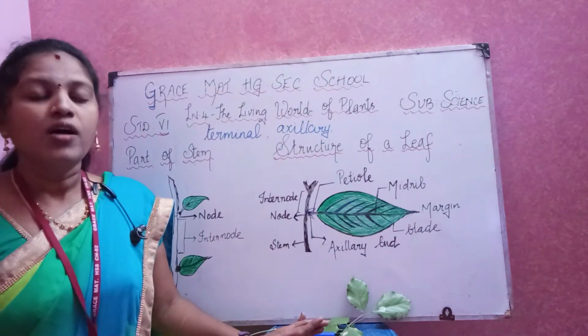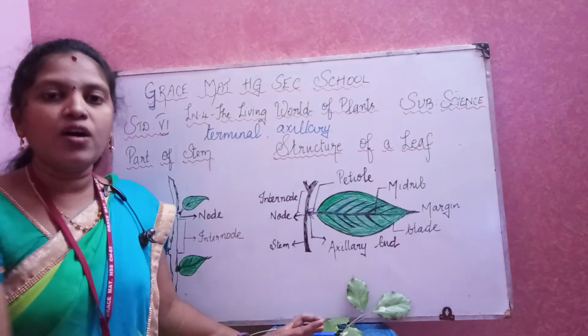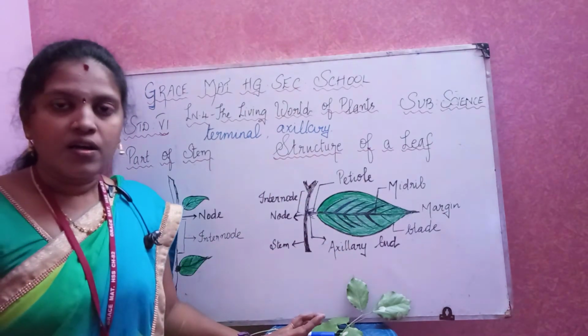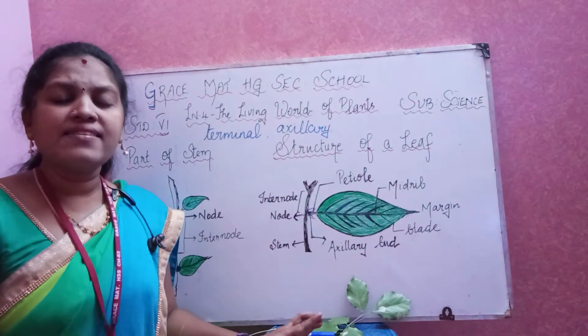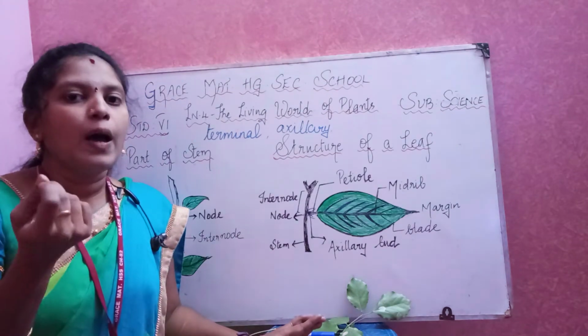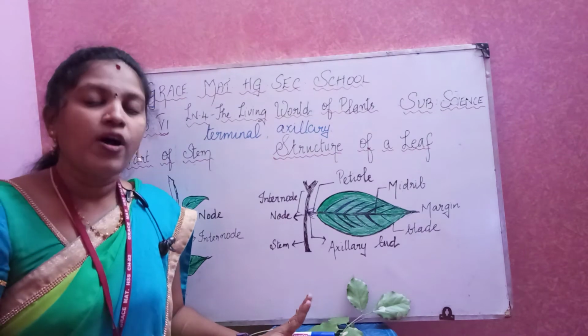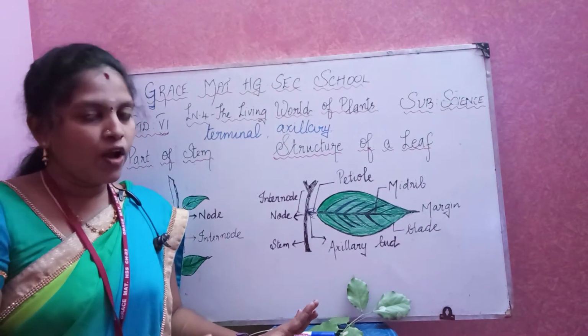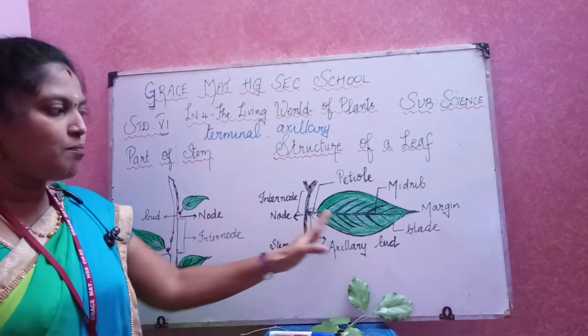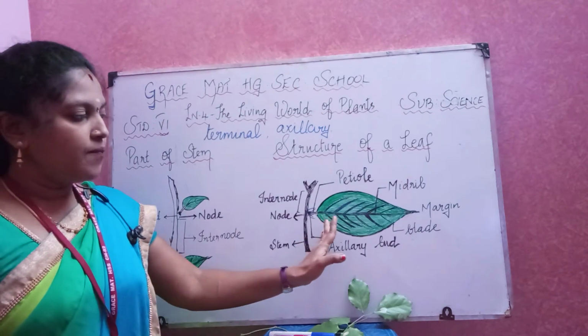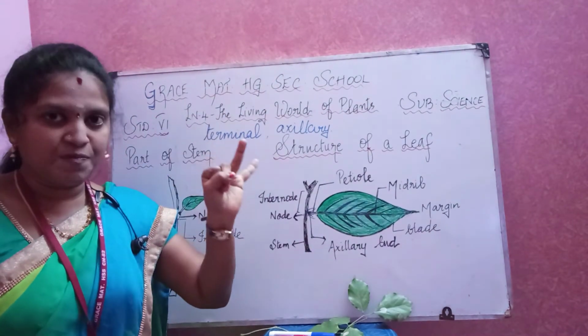Yes or no, children? So, the green color of the leaf is due to the presence of chlorophyll pigment, which has a main role in the process of photosynthesis. Are you clear with that, children? So the leaves' main purposes are transpiration and respiration.